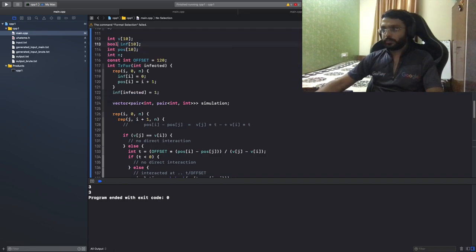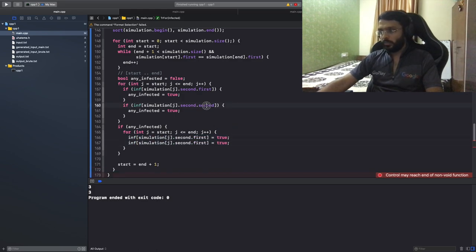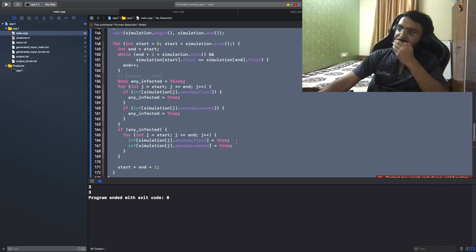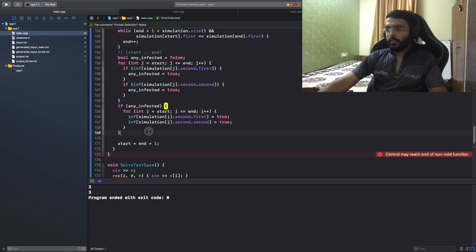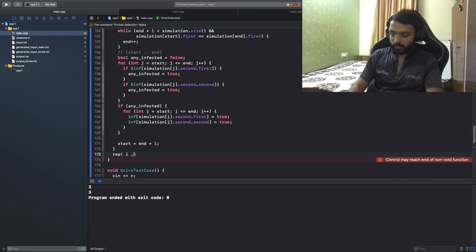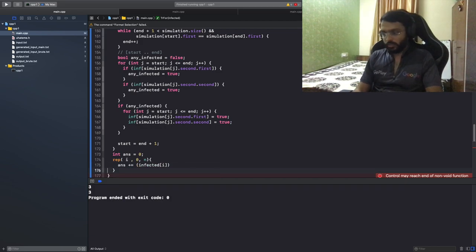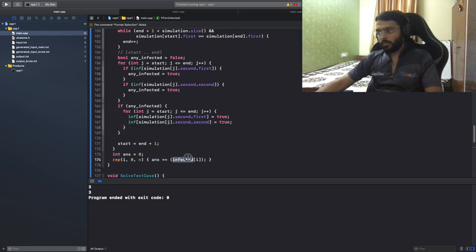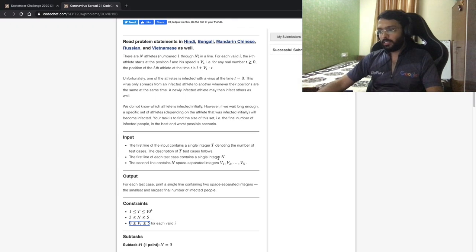Let's keep it as boolean. So I will say that yes, you have to infect this. Similarly, yes, you have to infect this person. Anything else? No, right? And finally, I will iterate over the entire thing. Int answer equal to 0, answer plus equal to infected of i. So if this person is infected, I will simply add it and return. This seems about right. Let's try to run this.